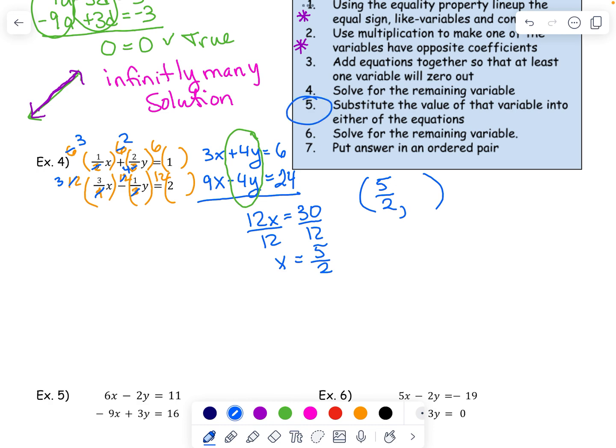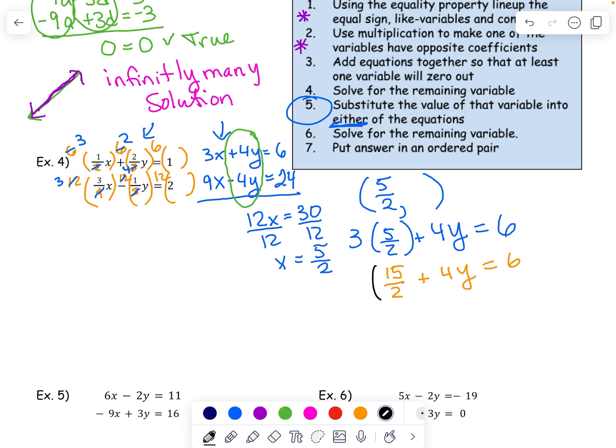So we're going to substitute this value back into either equation. Now, I'm not going to go back to here because that obviously had fractions. I'm going to go back to one of these, right? So I'm going to go 3 times my x plus 4y equals 6. And it doesn't matter which equation that you use. So I have 15 over 2 plus 4y equals 6. Again, a fraction. I don't like the fraction, so I'm going to get rid of it.